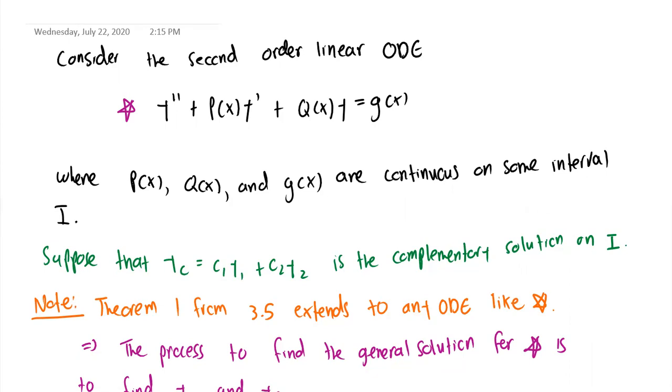First, suppose that we know the complementary solution, y sub c. Suppose that y sub c is c1 y1 plus c2 y2 on some interval I.